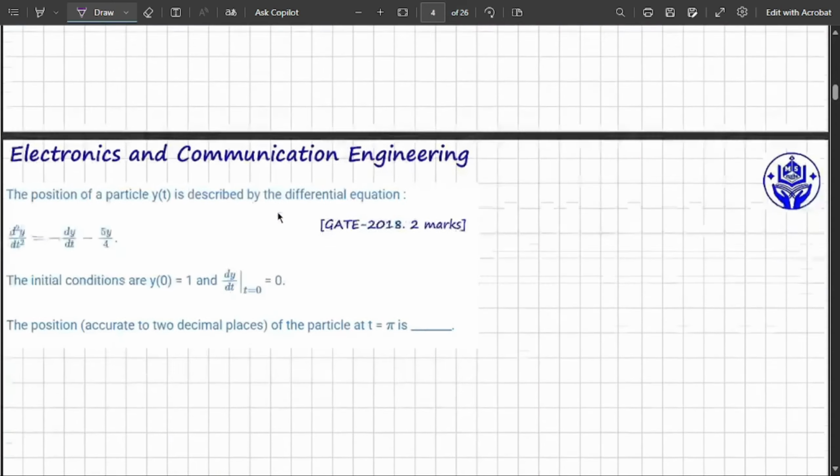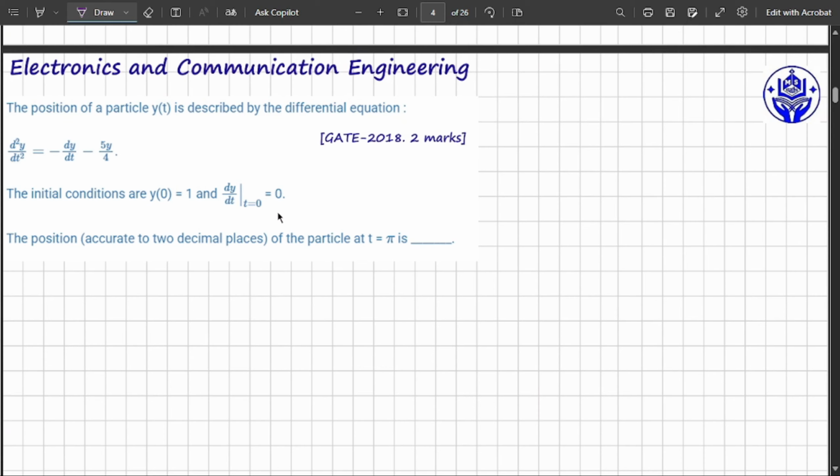Next one. The next question is related to the position of a particle y of t, described by the differential equation. This is the differential equation. It is again a second order differential equation, and here the initial condition is given, and the position is required accurate up to 2 decimal places at t is equals to pi.